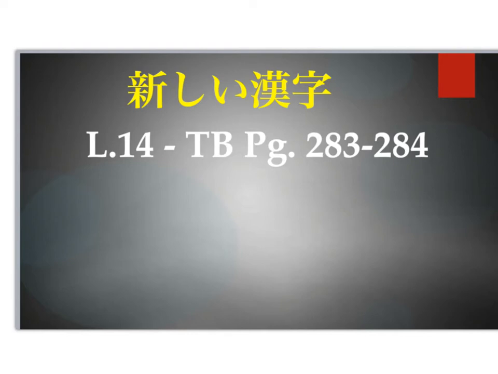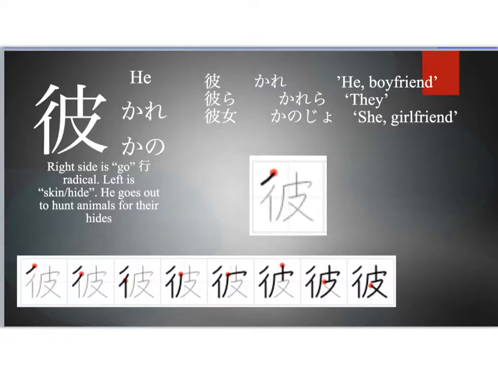Today we're studying Genki, lesson 14 Kanji. You can find that on page 283, 284. The first kanji is the kanji for he, and it is read kare or kano. So notice that, for example, for he, kare here, either boyfriend or he. Karera means they, but then if you add woman after this kanji, you get kanojo. So really, she is a variation of he.